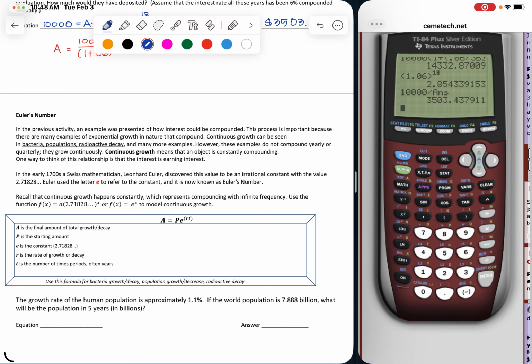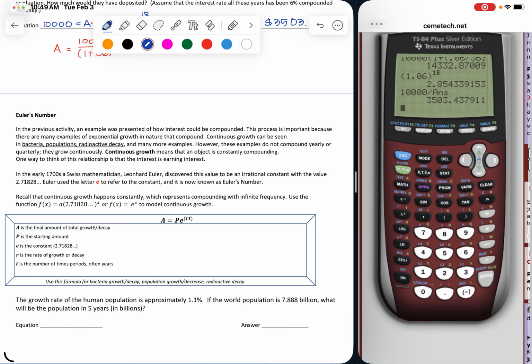Continuous growth can be in bacteria, populations, radioactive decay, and many more examples. However, these examples do not compound yearly or quarterly. They grow continuously, right? So like cancer cells grow continuously. Radioactive decay, so carbon removing itself from an object that is dead, continuously. Population growth, continuously. Continuous growth means that the object is constantly compounding, not once a year or 4 times a year or 12 times a year or every day.